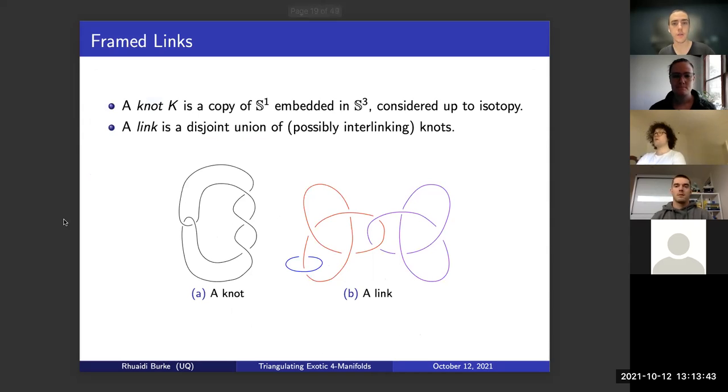Okay, so I want to talk about a specific class of 4-manifolds now. I'm sure everyone here knows what a knot and a link is, but just so that we're all on the same page, a knot for us is a copy of the circle embedded in the 3-sphere, considered up to smooth isotopy. And then a link is just a disjoint union of possibly interlinking knots. So here is an example of what we think of for knots and links.